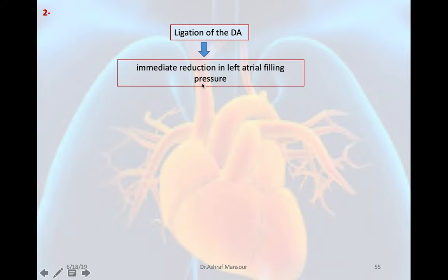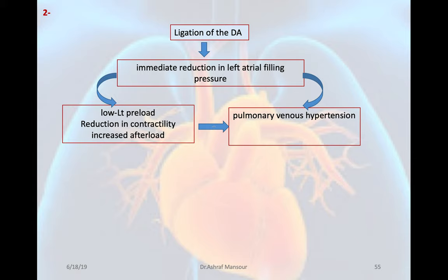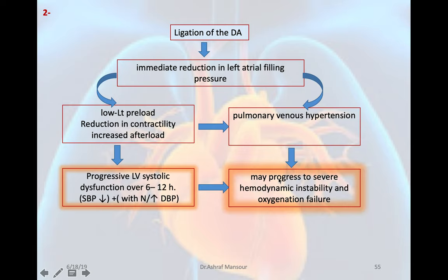Here is the ligation. There is an immediate reduction in the left atrial filling pressure. After you make ligation of the PDA, there will be an immediate reduction in the left atrial filling pressure. And this will have an effect on the left ventricular output. So the low left preload reduces the contractility and increases the afterload. While the pulmonary venous hypertension will continue, and it may progress to severe hemodynamic instability and oxygenation failure. From the low left preload and the reduction in the contractility, there is progressive left ventricular systolic dysfunction over the first 12 hours after the operation.